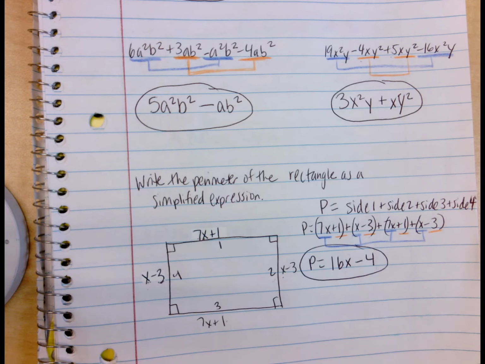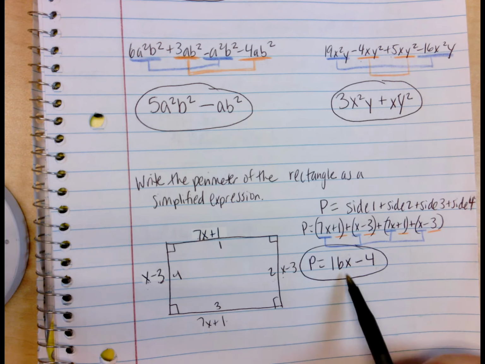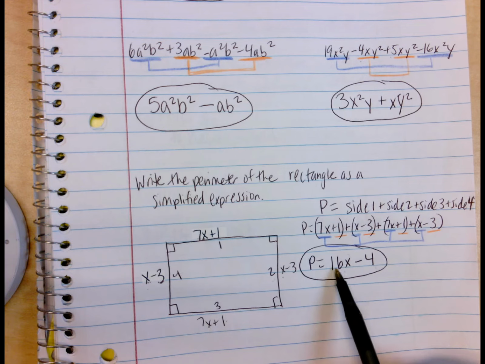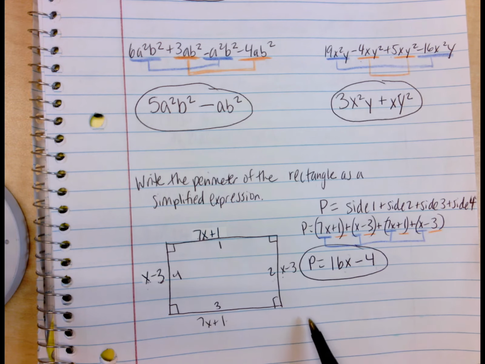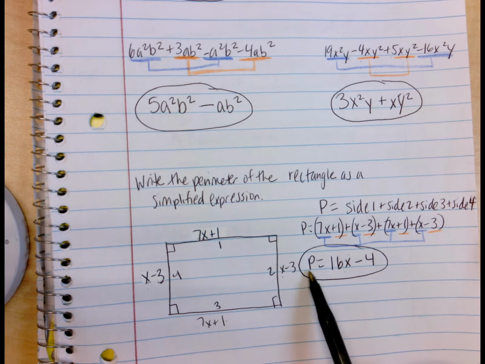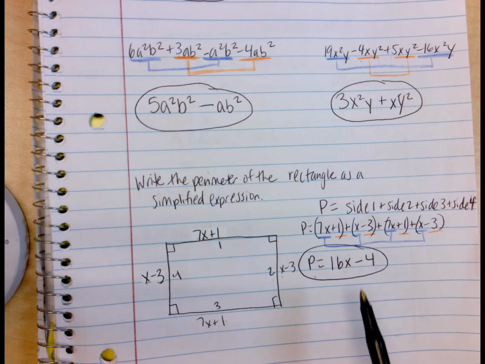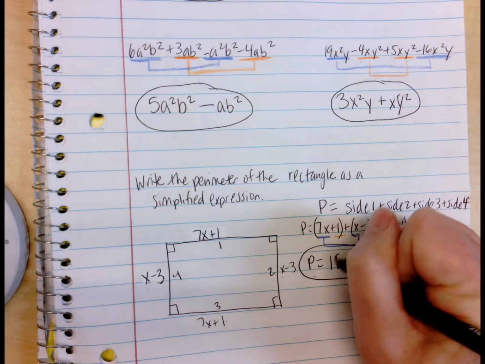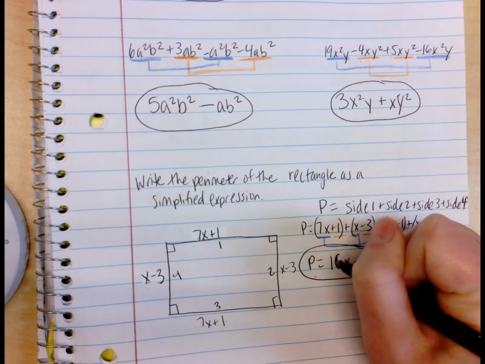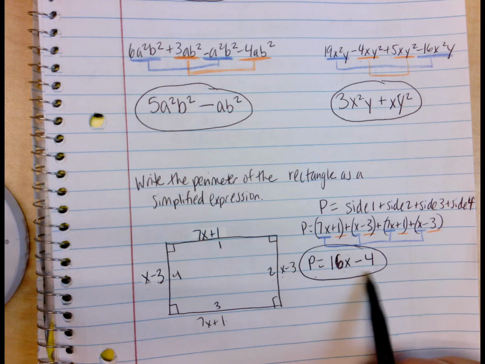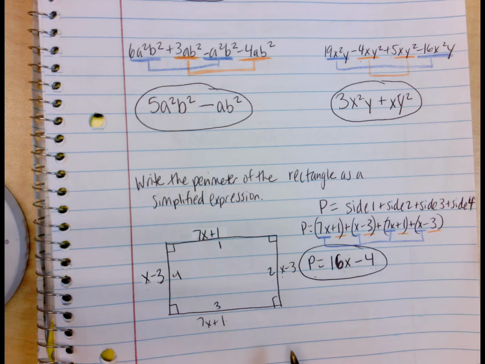If we knew what x was, we could substitute it, which is the evaluating expressions that we're also talking about this week. We could substitute that number for x, plug it in, is what that means, and we could solve to find out what the perimeter is. But as it is, this is as far as we can get. We can't simplify any further because this is as simple as it can get. This is an x term, this is a constant term, and they cannot be combined any further.